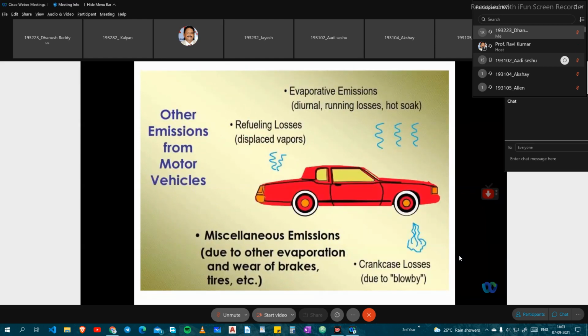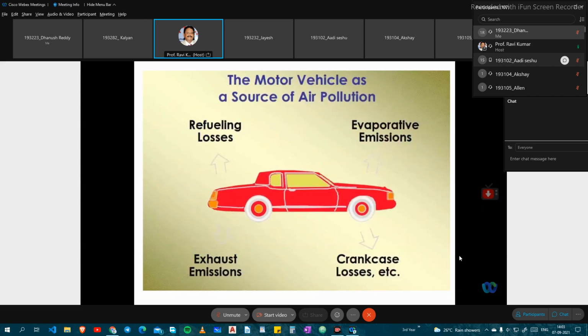Other emissions include the evaporative losses I talked about. You can see refilling losses, where displaced vapors will be there, and crankcase losses due to blow-by. There are also miscellaneous emissions due to other operation and wear of brakes and tires. The motor vehicle is a source of air pollution through refilling losses, evaporative emissions, crankcase losses, and exhaust emissions.